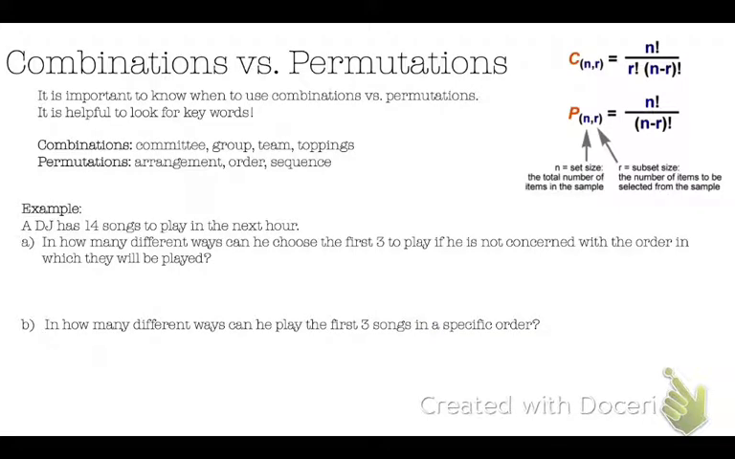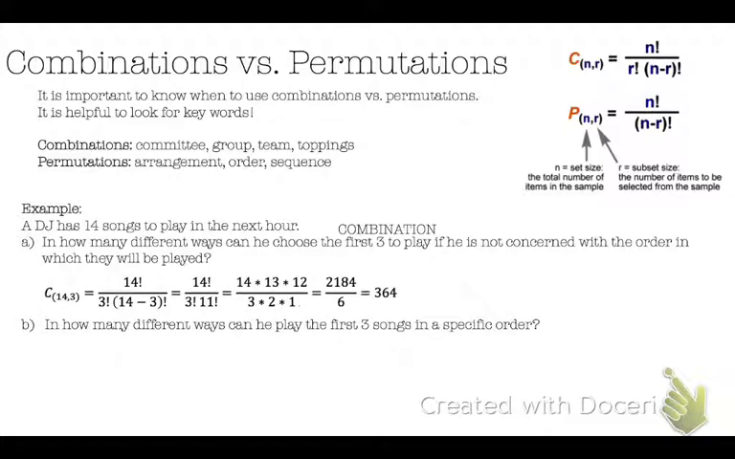Okay, I think this is the last one. A DJ has 14 songs to play in the next hour. How many different ways can he choose to play the first 3 if he's not concerned with the order in which they play? If we're not concerned with the order, that means that this is a combination. So that's 14 factorial over 3 factorial times 14 minus 3 factorial. So 14 factorial over 3 factorial times 11 factorial. And that goes down to be 364.